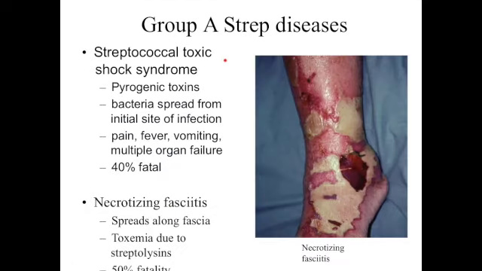Group A strep can also cause a toxic shock syndrome. Here we call it streptococcal toxic shock syndrome. Like with scarlet fever, it's produced by those pyrogenic exotoxins in the bloodstream. And here, the bacteria are spreading from the initial site of infection, so a cut, a scrape, a strep throat, and they're getting into the blood in an uncontrolled fashion. So it's different than scarlet fever.